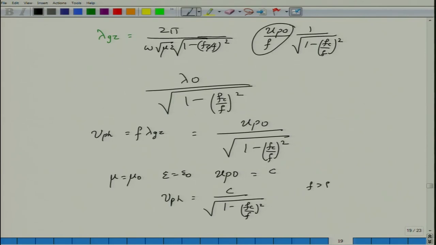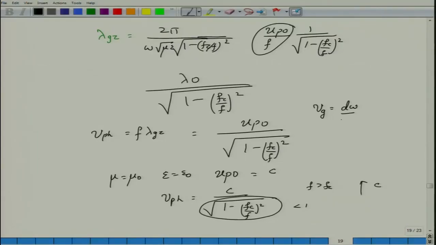f is actually greater than fc, which means the denominator here will be a quantity less than 1. If this is less than 1, then the phase velocity is actually greater than c. Does it violate Einstein's relativity? Well, it doesn't really violate relativity, because the wave propagating with this phase velocity is carrying zero information. The information is actually carried at a different velocity called the group velocity, which we will meet in the next lecture.